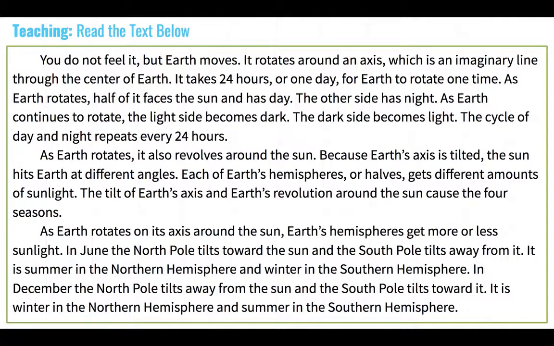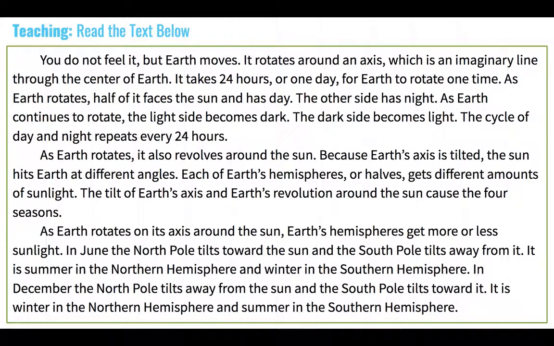As Earth rotates, it also revolves around the sun. Because Earth's axis is tilted, the sun hits Earth at different angles. Each of Earth's hemispheres or halves gets different amounts of sunlight. The tilt of Earth's axis and Earth's revolution around the sun cause the 4 seasons. As Earth rotates on its axis around the sun, Earth's hemispheres get more or less sunlight. In June, the North Pole tilts toward the sun and the South Pole tilts away from it. It is summer in the northern hemisphere and winter in the southern hemisphere. In December, the North Pole tilts away from the sun and the South Pole tilts toward it. It is winter in the northern hemisphere and summer in the southern hemisphere.